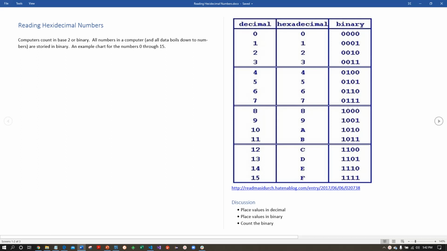Hello. In this discussion, we're going to look into reading hexadecimal numbers. Computers count in base 2, or binary, and all numbers in a computer, and all data boils down to numbers, are stored in binary.